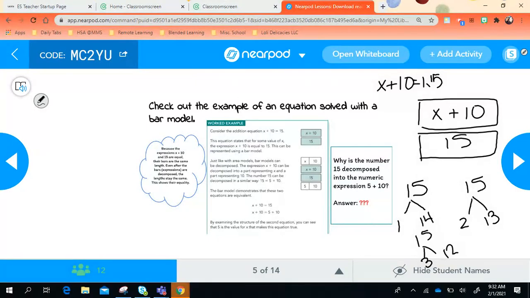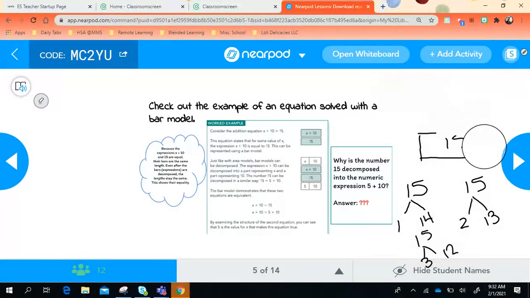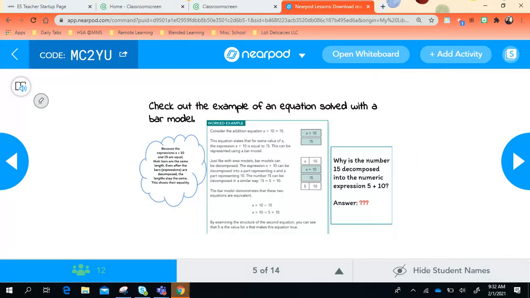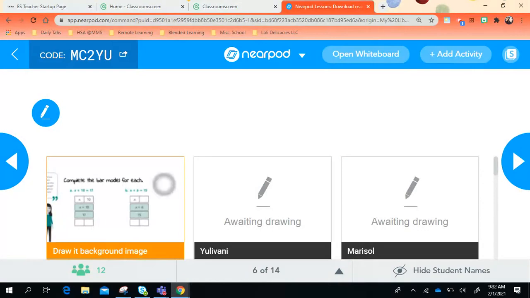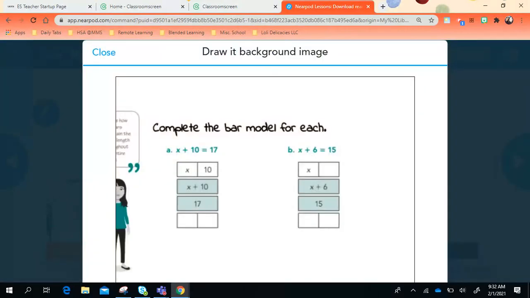That's the same thing I'm doing with my bar model. And we're going to look at it a little bit closer in our next two examples. And if I move too fast at any point, please let me know. Okay, so it says complete the bar model for each. So you want to make sure that you have these in your notebook. So for those of you at home, you want to make sure both of these examples are in your notebook.